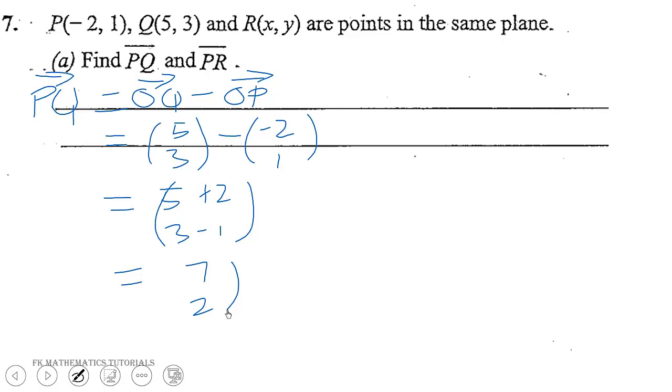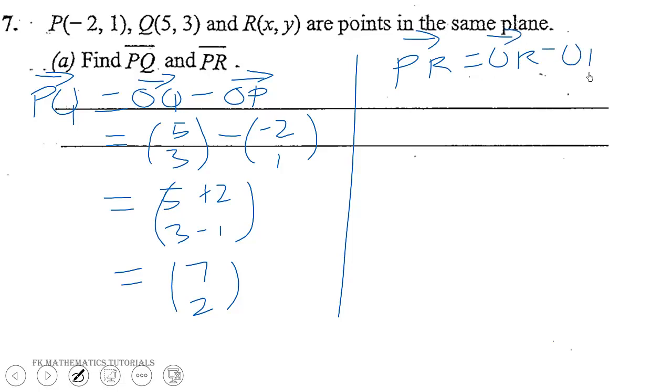Now, for PR, vector PR is given by position vector OR minus position vector OP.